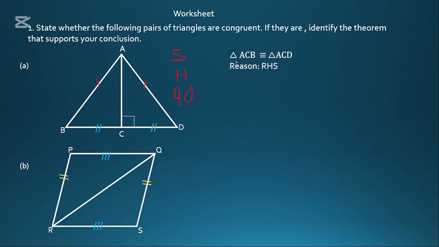So it can only be RHS, which means that triangle ACB is congruent to triangle ACD because of right angle, hypotenuse, and another side. I have the reasons there for you. I'm not going to go over that again, but it's because of the right angle, the hypotenuse, and because of the other side. Right. Now we have the next one.